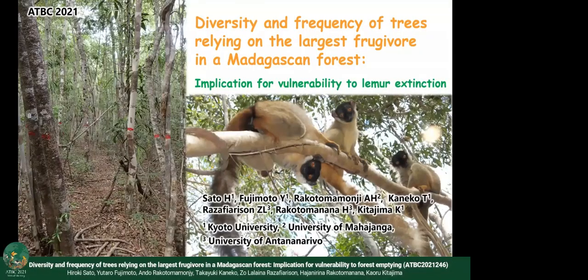I'm Hiroki Sato from Kyoto University, Japan. Today, we'd like to talk about the diversity and the frequency of trees relying on the largest frugivore in a Madagascan forest, implications for vulnerability to its extinction.